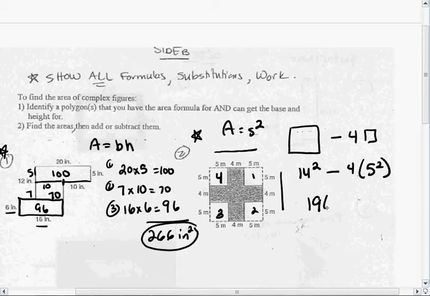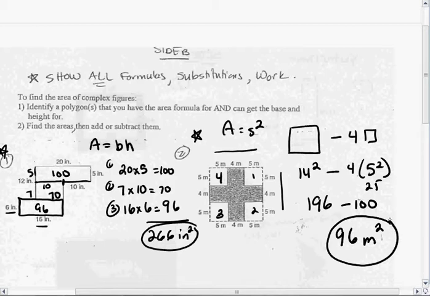14 squared is 196. 5 squared is 25, and 25 times 4 is 100, and 196 minus 100 is 96. And then I need some units. They are meters, so my answer is 96 meters squared. There are 96 square meters in this cross.